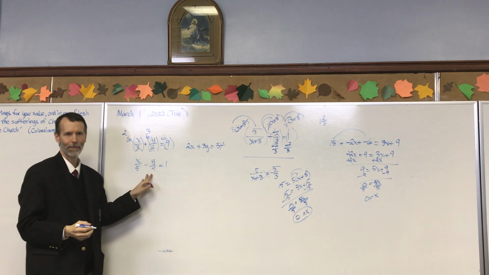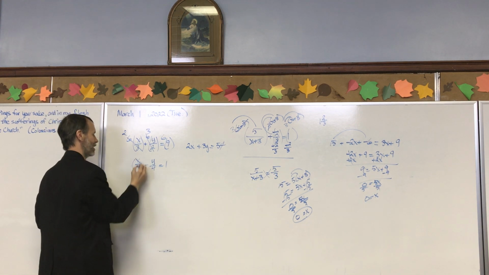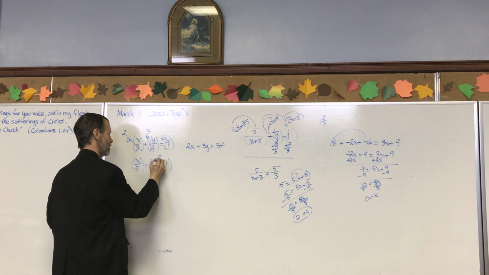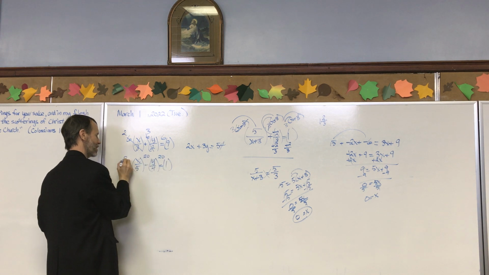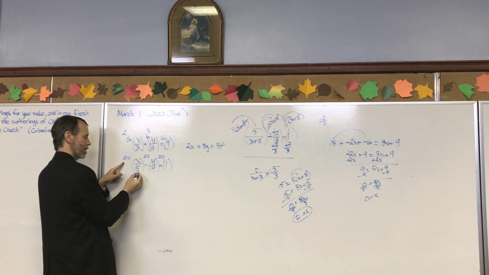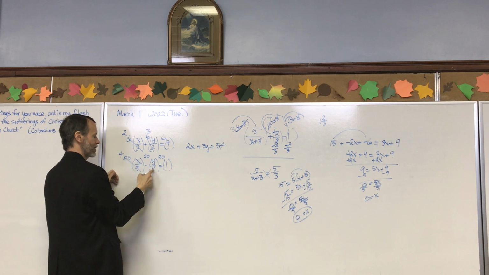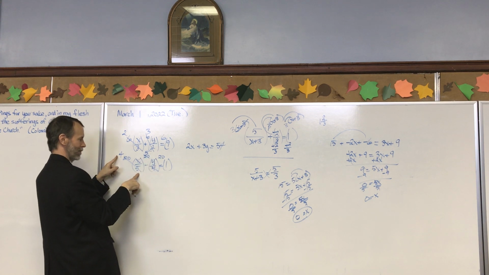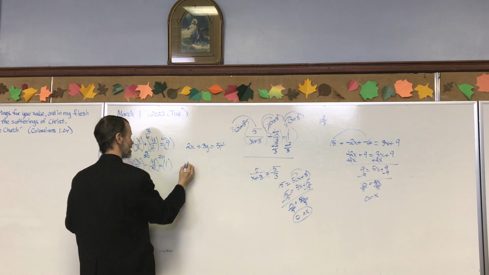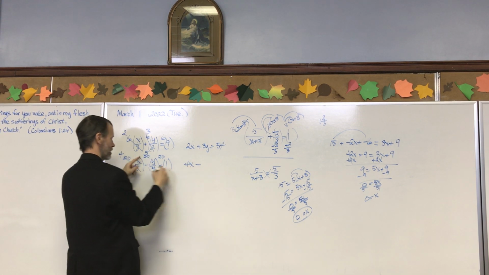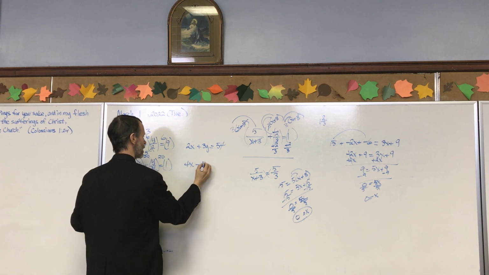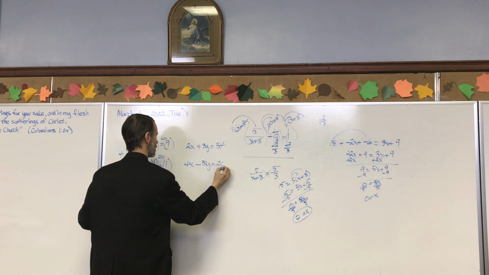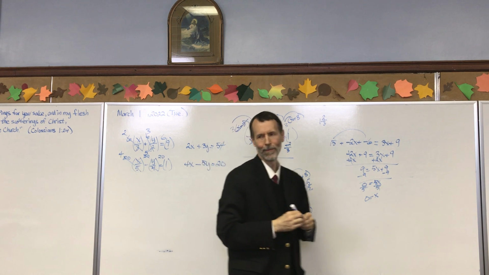What do you multiply the bottom by? 20. Look at it. Does anything reduce? The 5 cancels and it turns into 4. How about this one? The 4 cancels and it turns into 5. Okay, so what's this going to be? 4x minus 5y equals 20. Good. That's the first step.